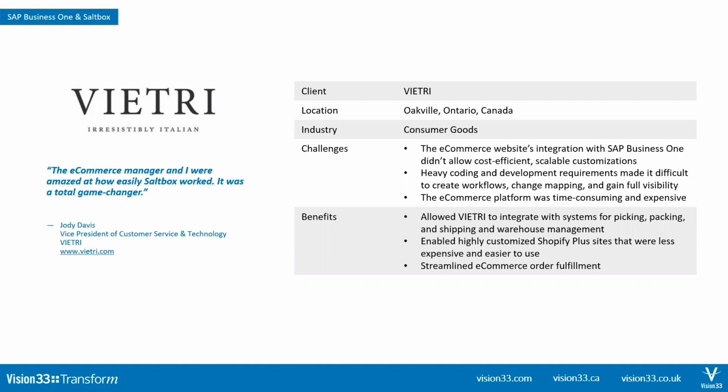So moving to Saltbox allowed VH3 to integrate with systems for picking, packing, shipping, and warehouse management, right? It enabled highly customized Shopify Plus sites that were less expensive and easier to use, right? So they integrated using Saltbox and everything became easier and it streamlined e-commerce order fulfillment tremendously. Now, they have two different Shopify Plus sites. One of the things that they sell that is really remarkable is actually tableware, silverware, very nice stuff like made in Italy and places like that, right? So they specialize in that kind of import.